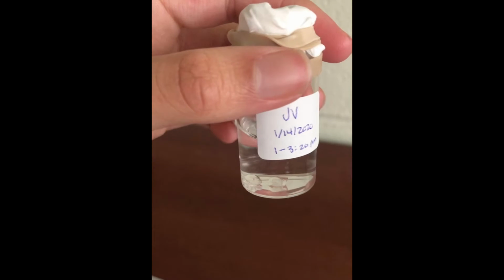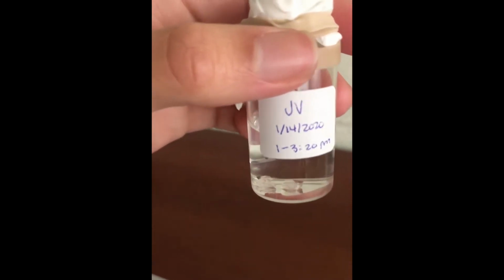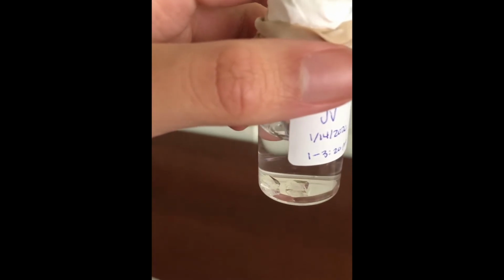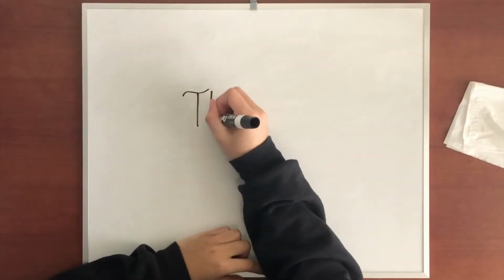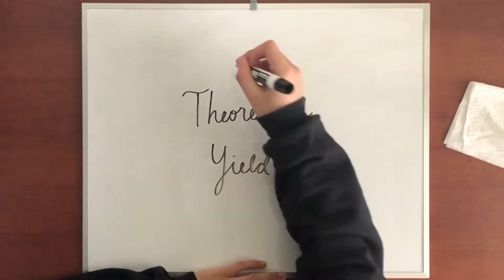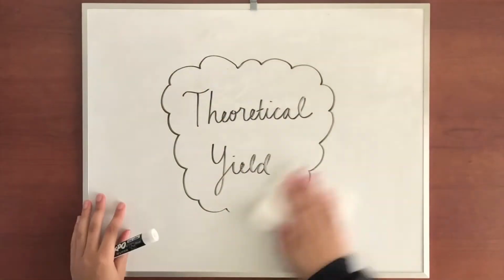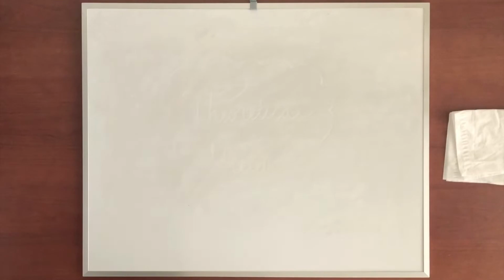Now, as you can see this week, we now have these beautiful alum crystals, but how do we know if we made as much alum in the lab as possible? That's where we need to calculate the yield. The theoretical yield is how much alum we should have made, and we can calculate this based on the amount of aluminum foil that we started with.